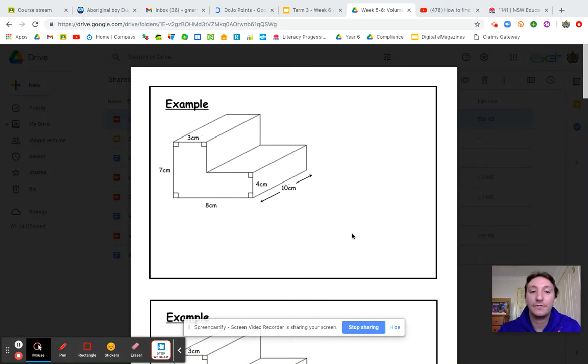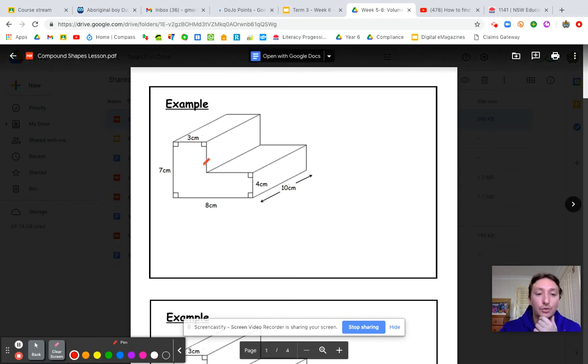Hi there, Year 6. So for today's lesson, we're going to be looking at how we find the volume and the capacity of irregular shapes or compound shapes like this. When I've got a shape like that, the first thing I need to do is try and break this shape up. So the first thing that I'm going to do is draw on this shape. I'm going to break it up whichever way I possibly can.